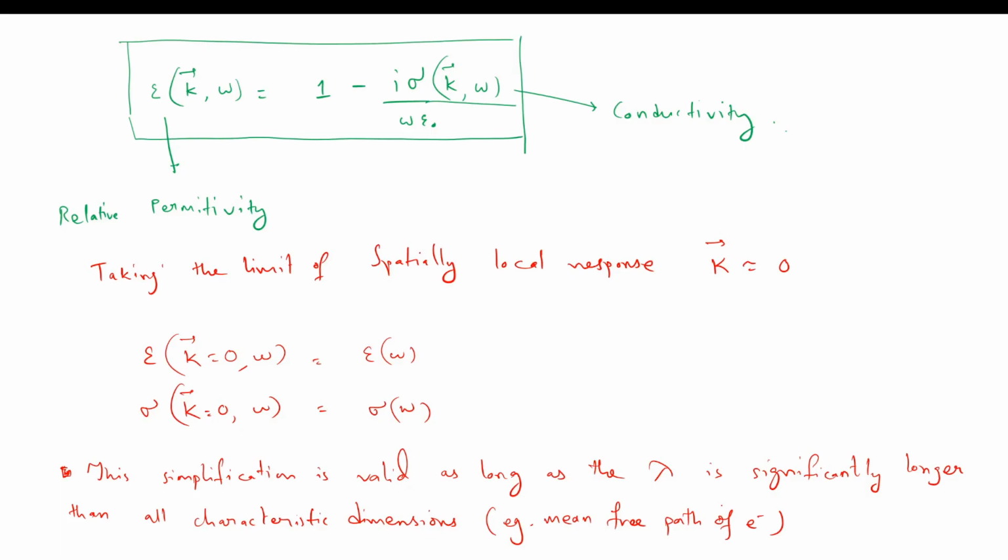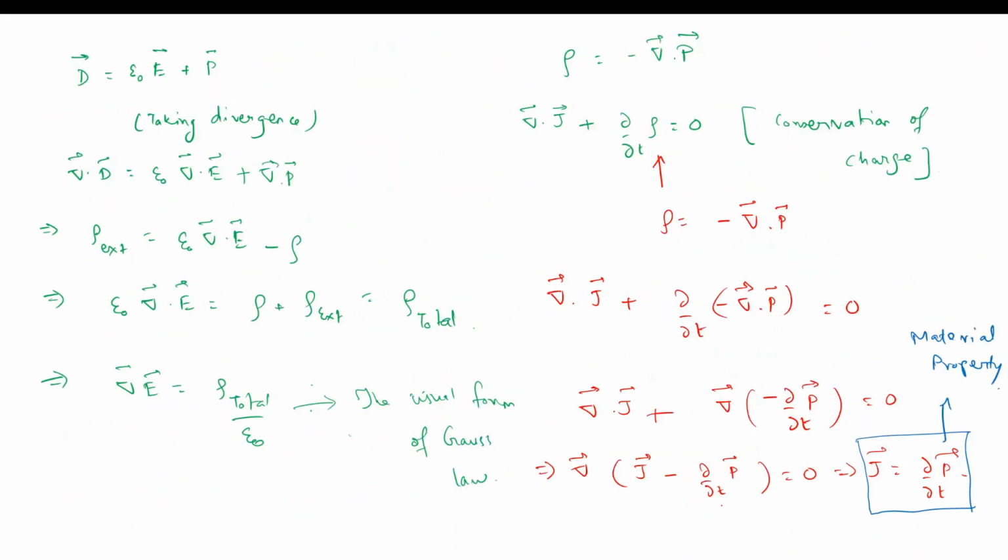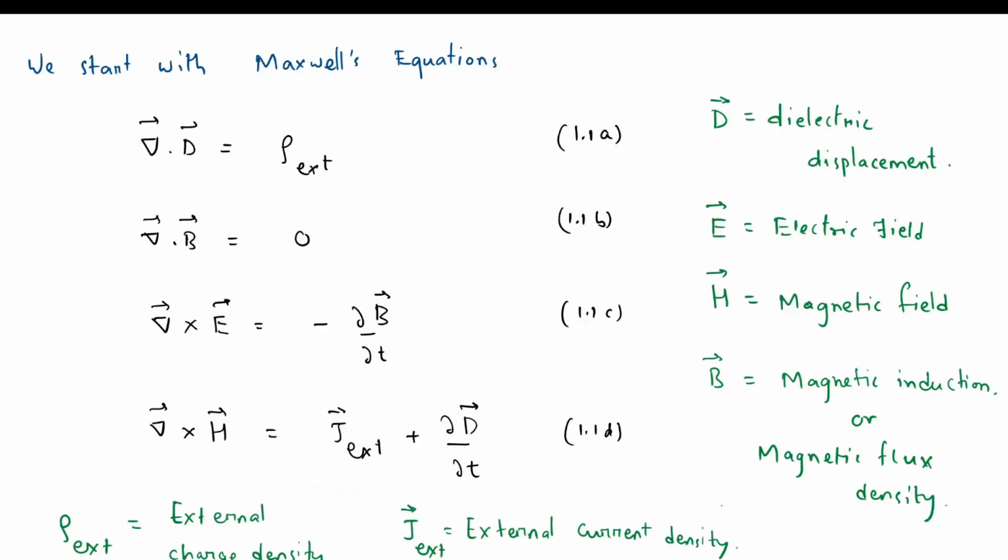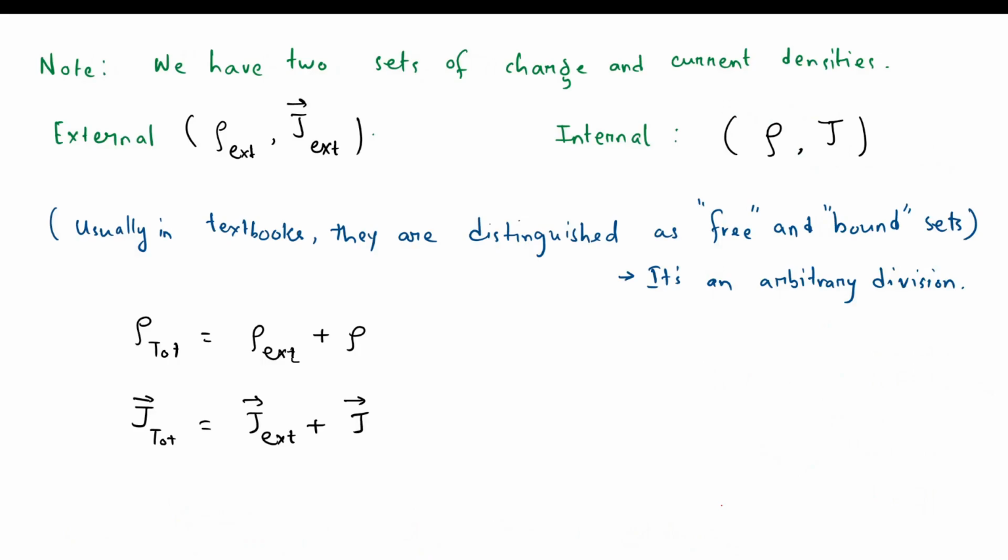So this is all for today. We'll try to revise what we did today. We started with the Maxwell equations, and from the Maxwell equations we defined the fields, the dielectric displacement, electric field, magnetic field, with the sources, the external charge density and external current density. These external charge and current densities are injected into the system.